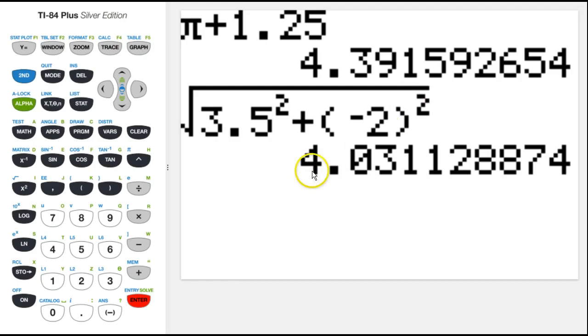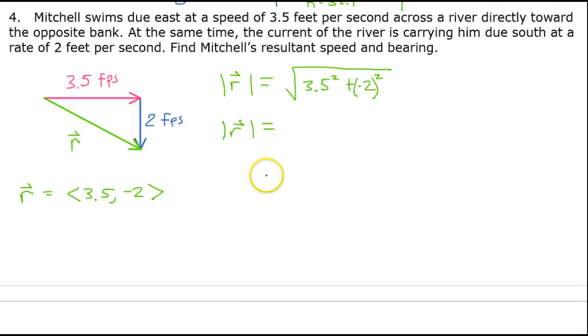As you can see, I'm getting 4.03. So that is the magnitude, 4.03 feet per second. Okay, now how about the direction?